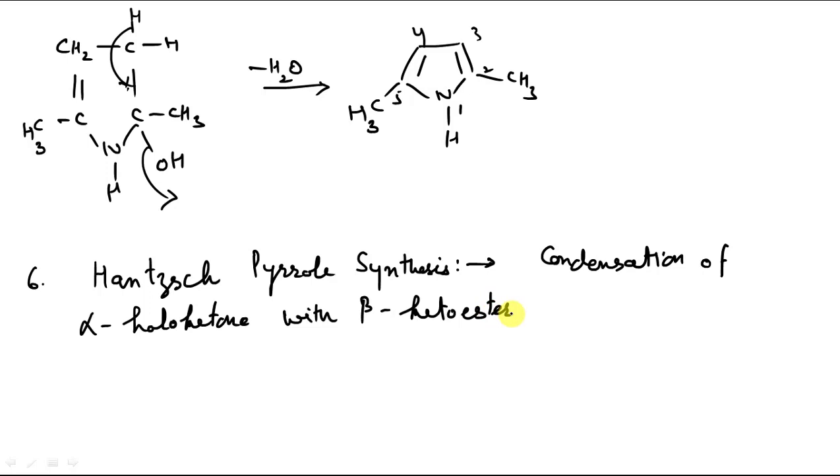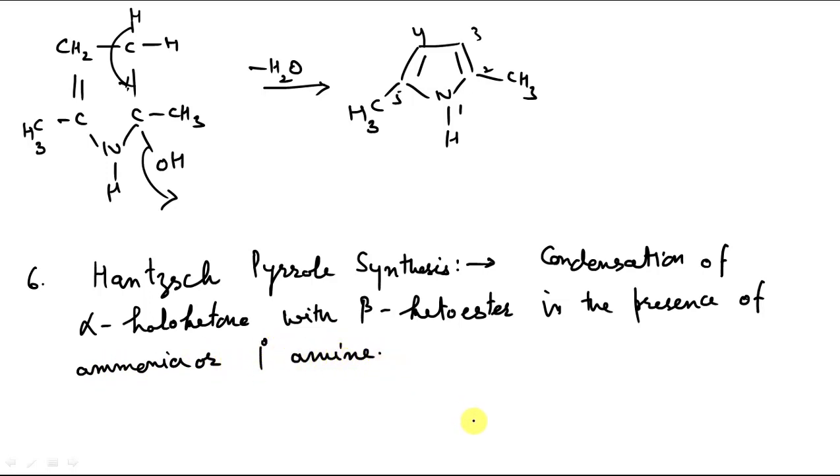Okay, and you can see there is no hydrogen, so the hydrogen will come from ammonia, the nitrogen in the presence of ammonia, or instead of ammonia we can also use a primary amine. Okay, so let us see how again alpha haloketone with beta keto ester. First, the first step will be reaction of this beta keto ester with ammonia.